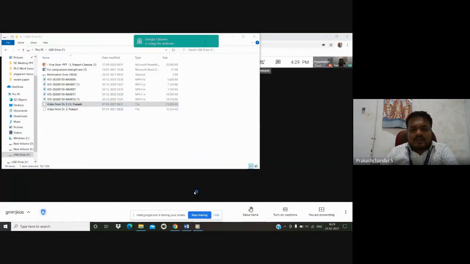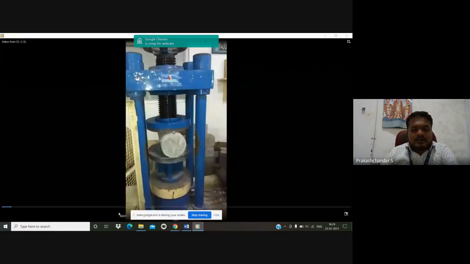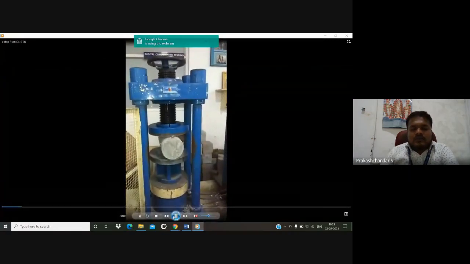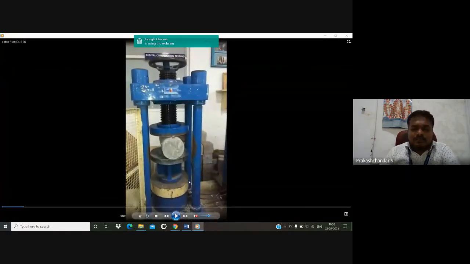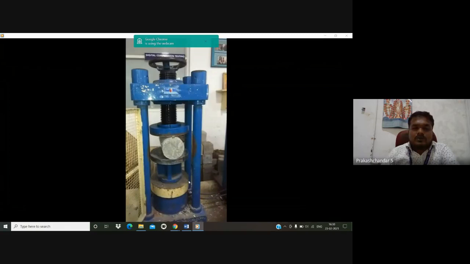after getting the result, that value you get in kilonewton, so it is converted into Newton by multiplying with 1000. Then that data is put into the compressive strength formula, load P by A. Then you can find the compressive strength of the concrete cube.